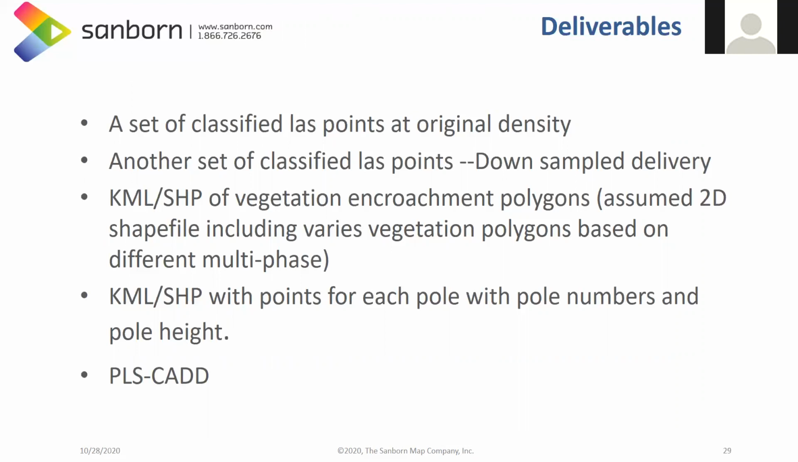With regard to the deliverables, it is a set of classified LAS points at original density. And another set of classified LAS points, as I said earlier, it is a downsampled delivery. And you can provide a KML or a shapefile of the vegetation encroachment polygons. It can be a 2D shapefile or a 3D shapefile, depending upon the case. And also you can show a KML or a shapefile showing each pole with the pole numbers and pole height.